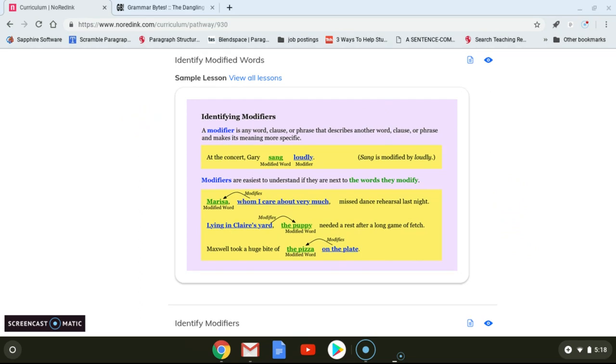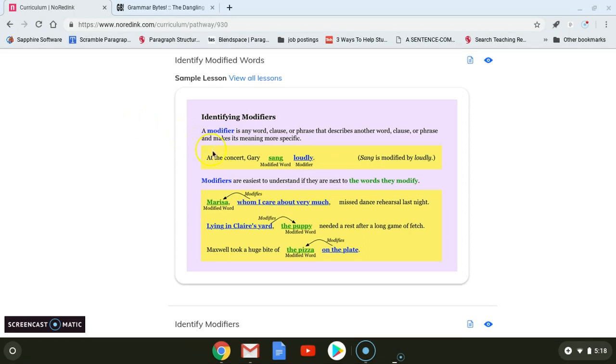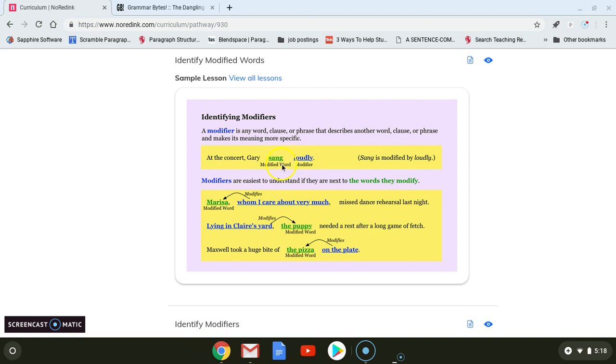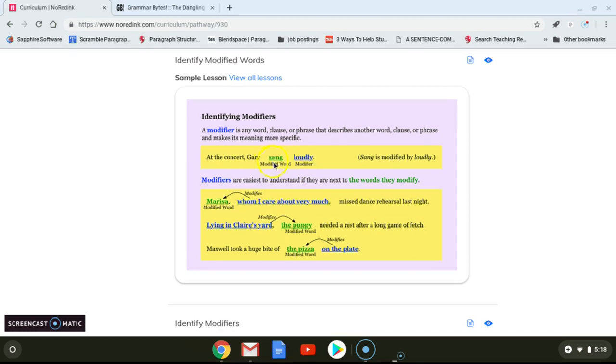We're going to start with talking about the definition of a modifier. So what is a modifier? It's any word, clause, or phrase that describes another word, clause, or phrase, which is referred to as the target. So let's take a look at our example. It says, at the concert, Gary sang loudly. Here you can see that loudly is our modifier because it's describing how Gary sang. And sang then would be referred to as our target.